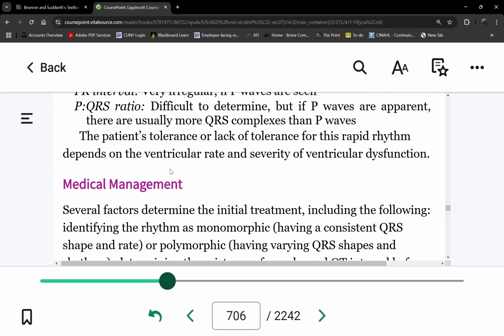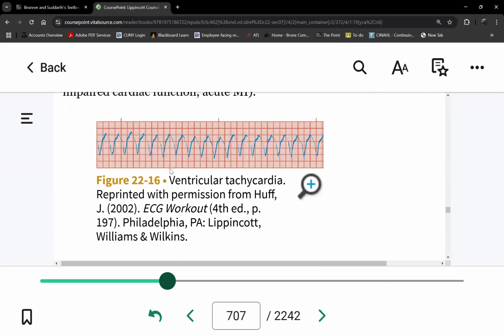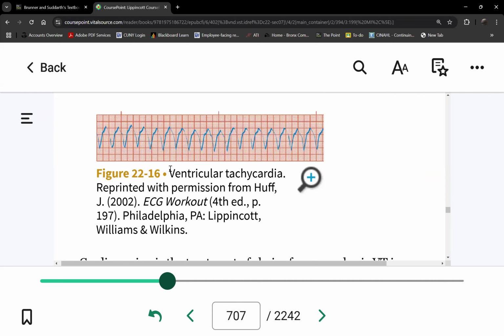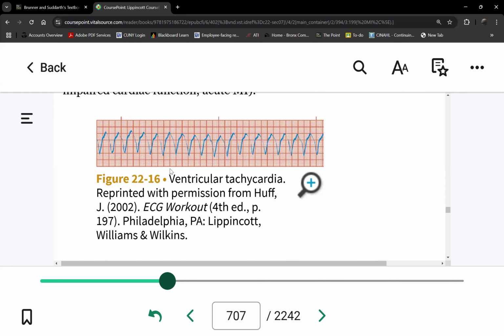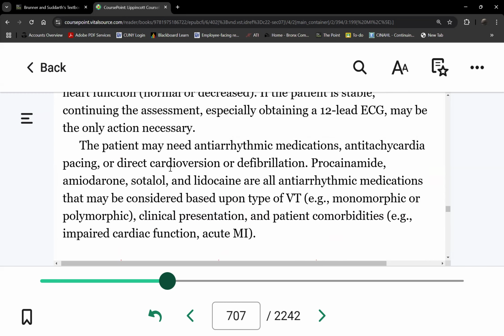VTAC, here's your picture. That's VTAC. It's uniform. No P waves, just abnormal QRS complexes. So is there cardiac output here? No. The heart muscles are wasting energy. They're wasting oxygen, consuming so much oxygen. But is there any cardiac output? Very little to none. So do we need to stop this rhythm? Yes, this needs correction right away.